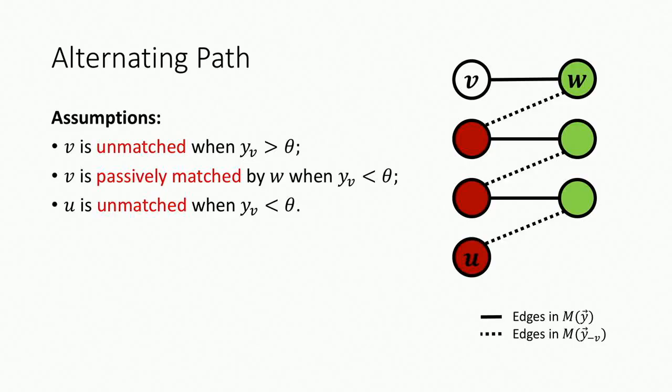Okay, so to see what that upgrade is and why it works, let's look at a typical hard instance. So I'm going to imagine that v is always unmatched when it's unpopular, when its rank is larger than theta, and v is passively matched by some vertex w when its rank is below theta. And for simplicity, let's assume that it's going to be matched by the same w no matter how popular it is. And moreover, whenever v gets matched, the alternating path is such that u appears on the left-hand side as the last vertex, and therefore changes from matched to unmatched.